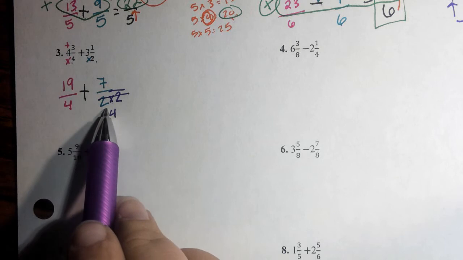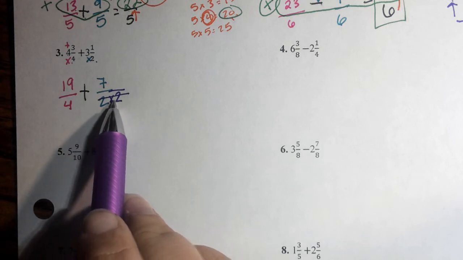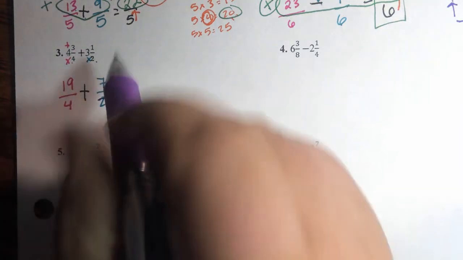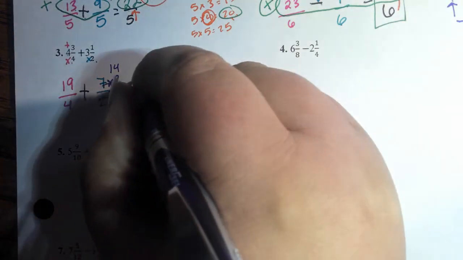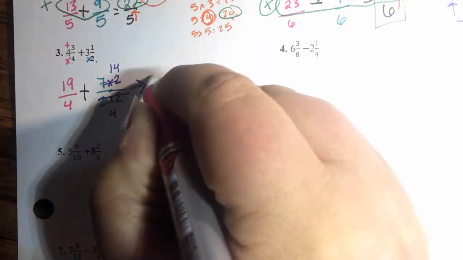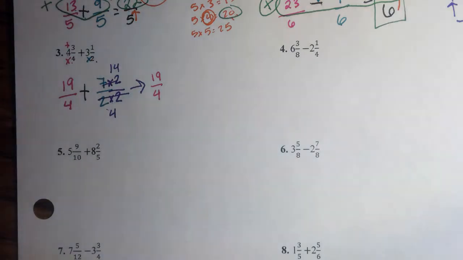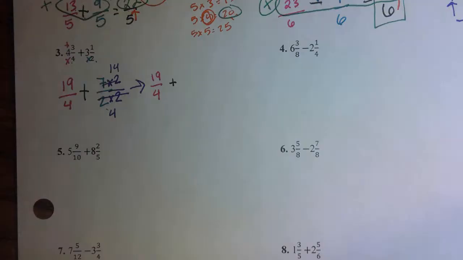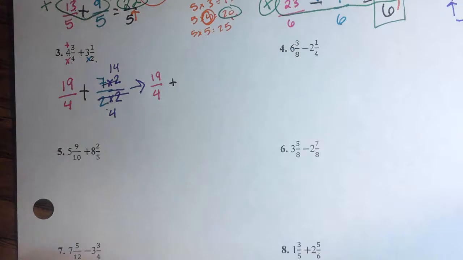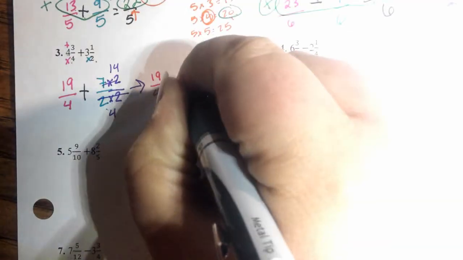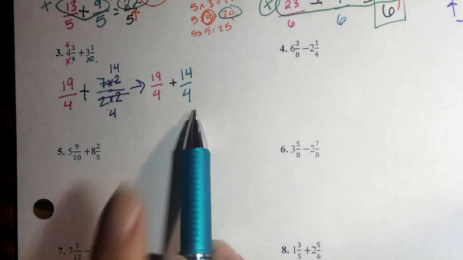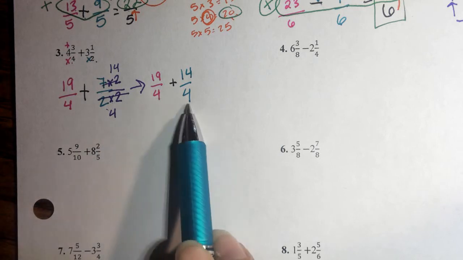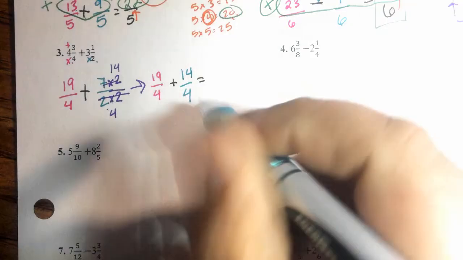To go from 2 to 4, we multiplied by 2. So let's multiply on the top also. Well, 7 times 2 is 14. So I've renamed my problem. Now I have 19 fourths plus 14 fourths. Okay. Now that both of the denominators are the same, 4, I know that I can express my answer as a form of fourths.